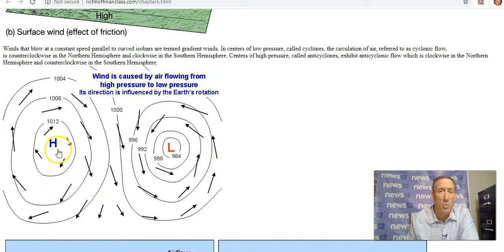Around this high pressure, which is also called an anticyclone, wind flows in a clockwise motion. Low pressure, which is a cyclone, you have wind that flows counterclockwise, or cyclonic wind flow. Cyclonic wind flow, counterclockwise. You can see that rotation around this low pressure system. High pressure, which is an anticyclone or anticyclonic wind flow, flows clockwise. So wind flows out of high pressure into low pressure.